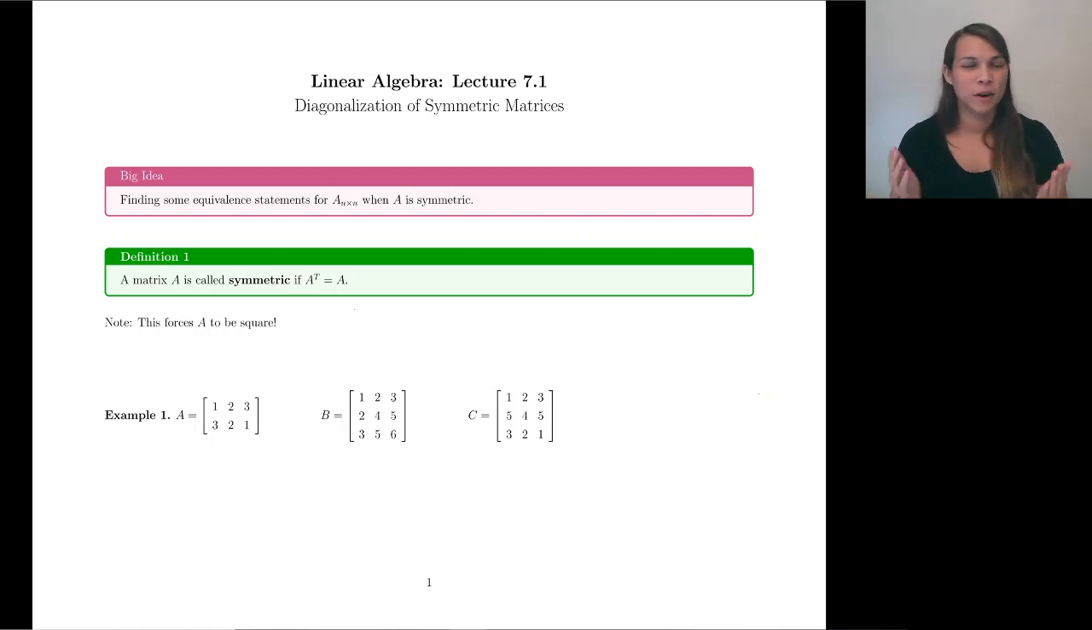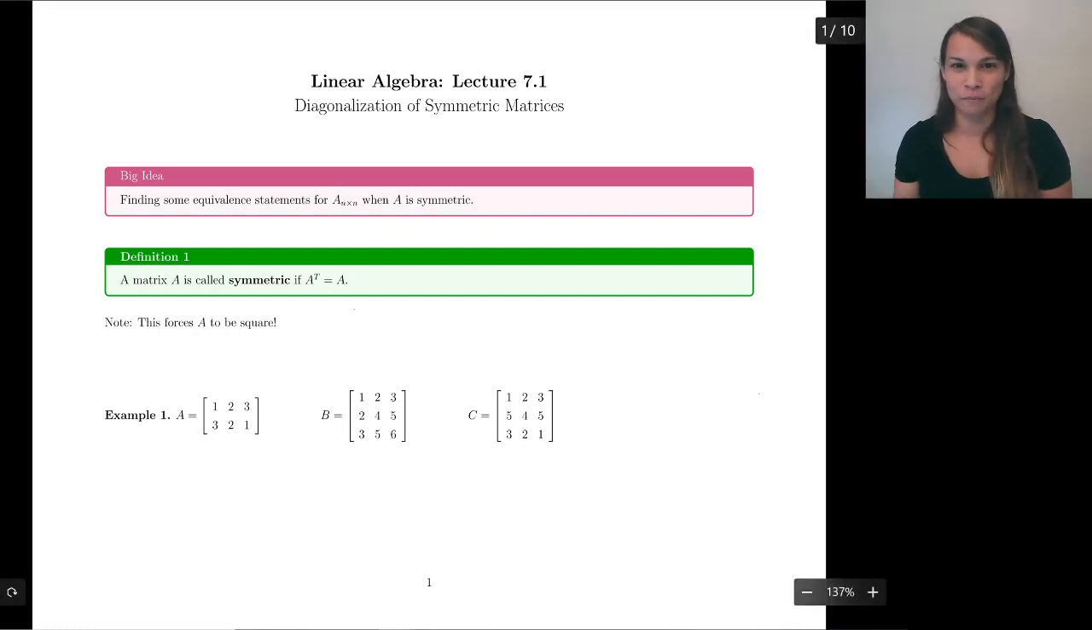Everybody, welcome to our last lecture about linear algebra with me. We're going to talk about diagonalization of symmetric matrices. The big idea is we want to find some equivalence statements for A when A is a symmetric matrix, kind of like we did for the invertible matrix theorem. A was invertible and we got a long laundry list. We're not going to have a laundry list quite that long, but we're going to get some cool stuff.